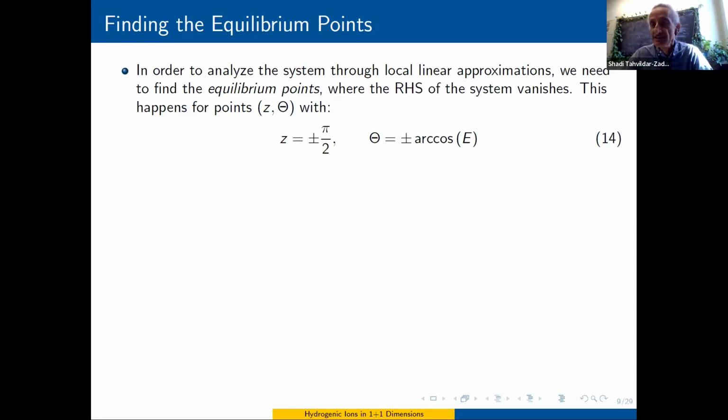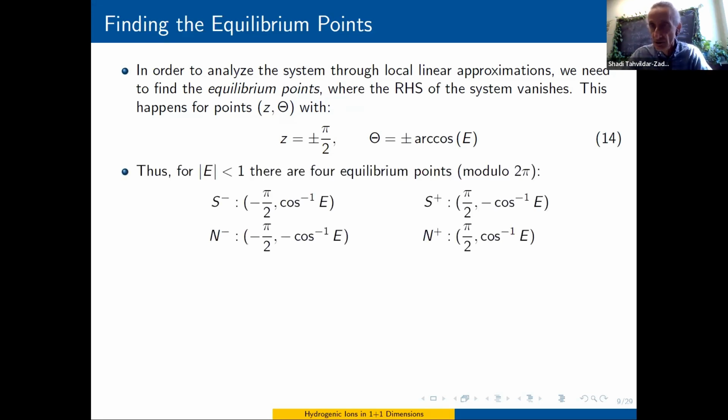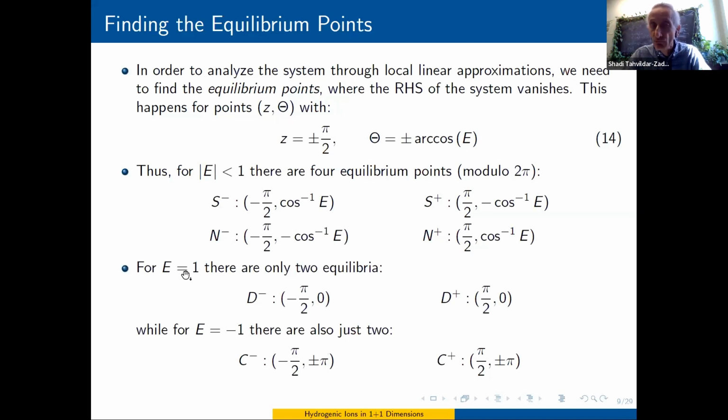And when it's less than 1, there will be 4 equilibrium points. And when it is equal to 1, you'll just get 2. So when the absolute value of E is less than 1, you get 4 equilibrium points. Notice that these are modulo 2 pi because theta is an angle, right? So you can add 2 pi to these and won't change anything. And when E is equal to 1, you only get 2. And when E is equal to minus 1, you only get 2.